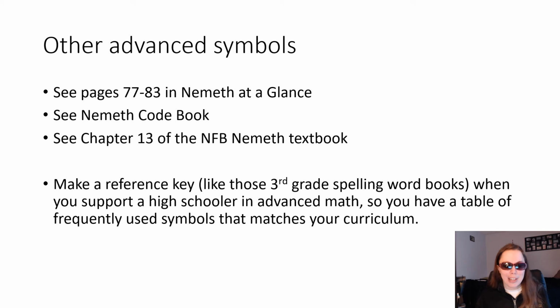But with those higher level specialty symbols that you use now and then, I encourage you to know where to look them up, and that will serve you really well in your career. So if you're looking at the Nemeth at a Glance book from Texas School for the Blind, you'll want to see pages 77 through 83 for a reference to other high-level symbols. You can always find any Nemeth symbol in the official Nemeth codebook. It's available on the BANA website. You can get to it with your internet connection free of charge anytime, anywhere.